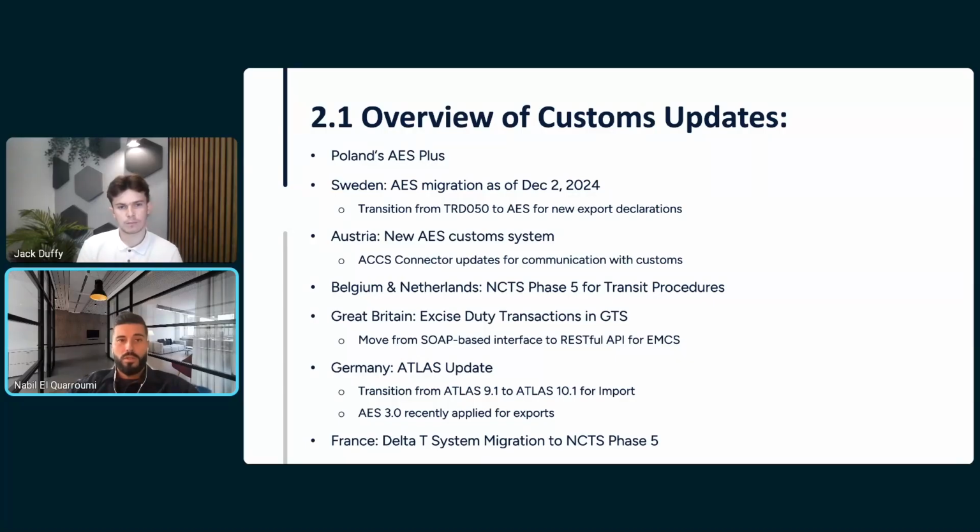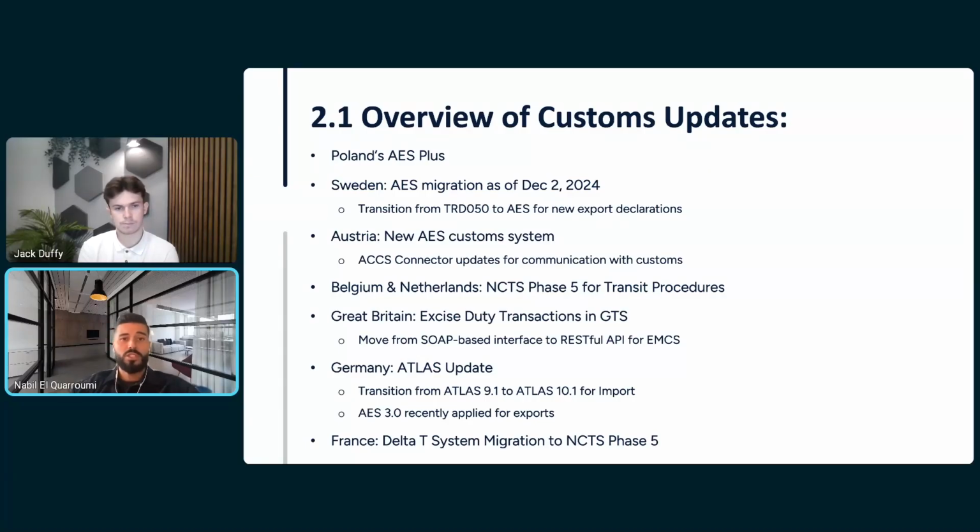Actually, a lot of other countries plan to go on the AES system. So, for example, we have Sweden as well, which officially planned this, from the government authority, for the 2nd of December. And they allowed, of course, a window since October to do this transition. So basically, in a bit more detail, they moved from TRD 050 to AES for the exports. Then we have Austria, same. Here they basically changed their connector to accommodate the changes that customs allowed.